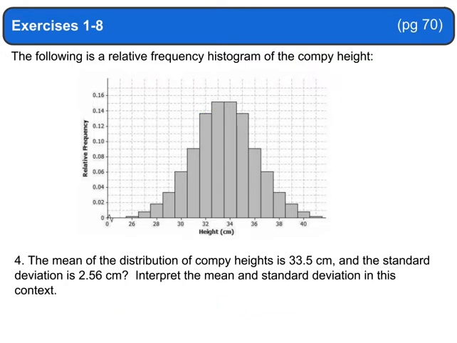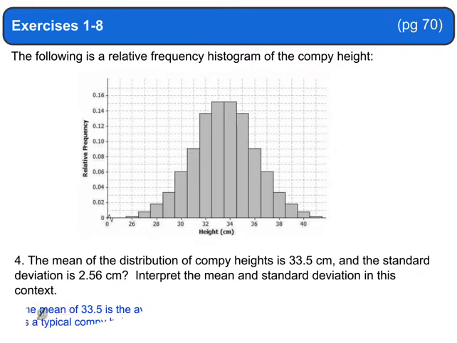Continuing with number 4, it says the mean of the distribution of the compy is 33.5. And so if we made note of that, right? 33.5. There's 32. 33.5 is somewhere around this area, and the standard deviation is 2.56. Interpret the mean and the standard deviation in the context of the problem.